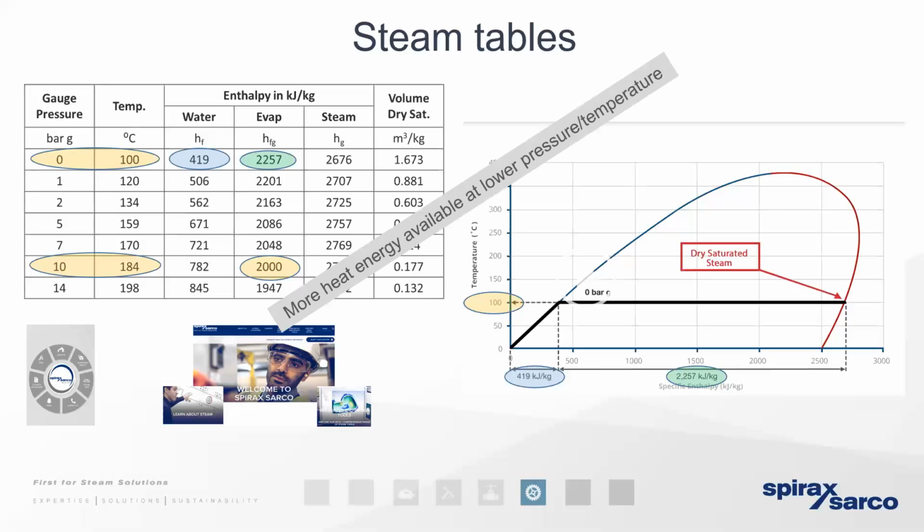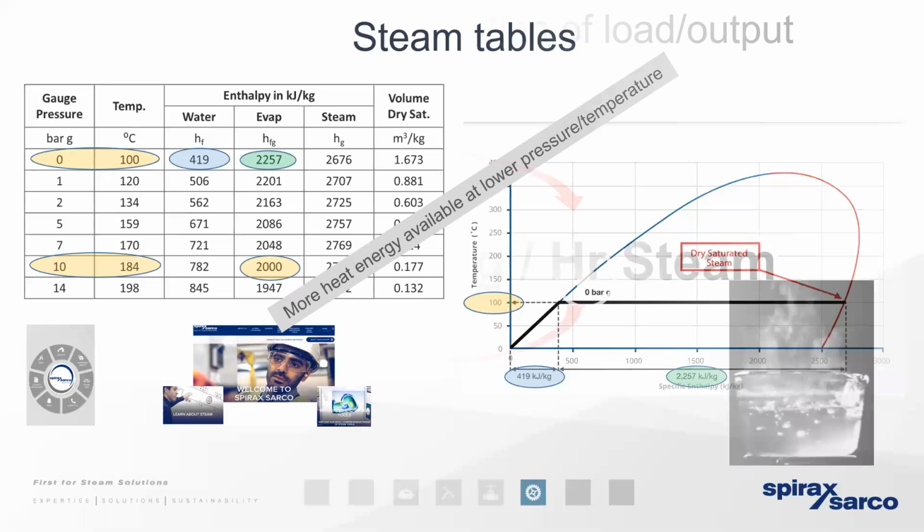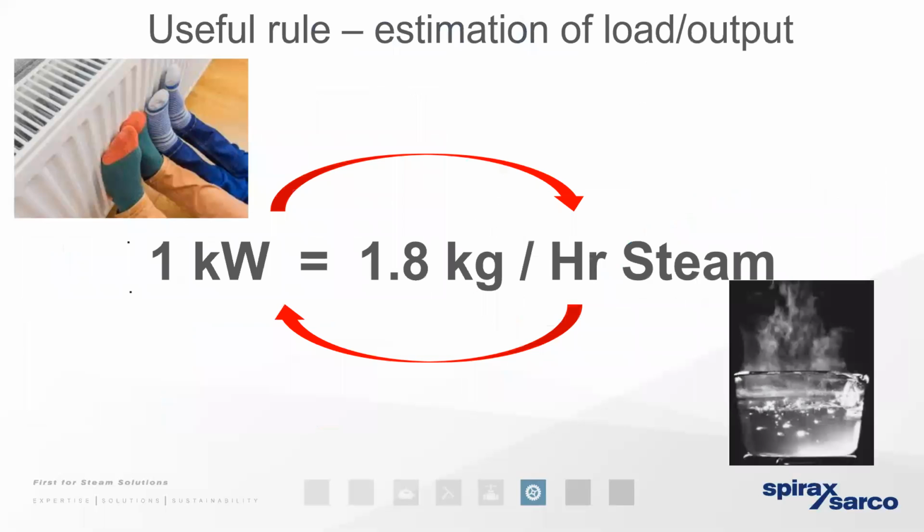So there's also a rule of thumb that we can apply to steam systems being used for heat exchange, and that's that if the process requires 1 kilowatt of energy, then we know we need to supply it with 1.8 kilograms of steam. And conversely, if we've got 1.8 kilograms of steam available, we know it's capable of adding 1 kilowatt of energy to the process.